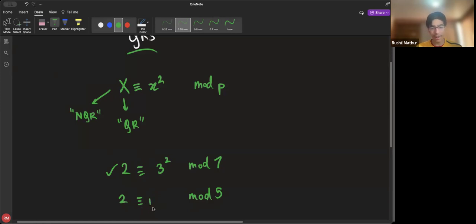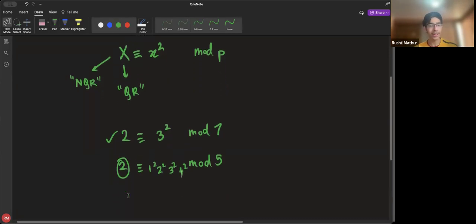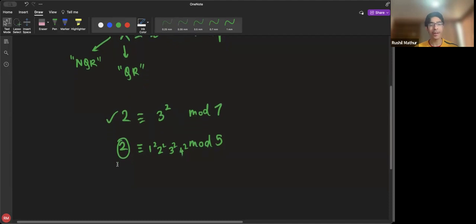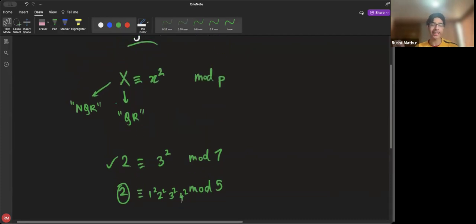If you pick 1 here, you'll get 1 square. You pick 2 here, you'll get 4, which is minus 1. 3, you'll get 4 again. 4, you'll get 1 again. So you'll never get 2 here. None of these squares is equal to 2 mod 5. So 2 is an NQR mod 5, but a QR mod 7. So it really comes down to what your prime is. You can't just go around saying x is a QR. It has to be x is a QR mod this prime. Unless, of course, x is a square itself, in which case it's always a QR.